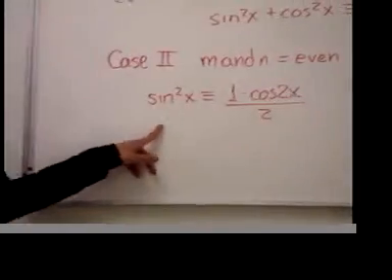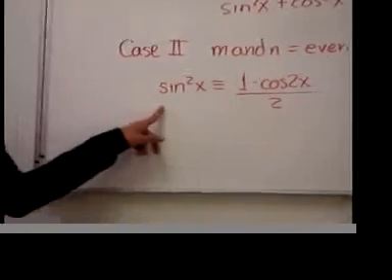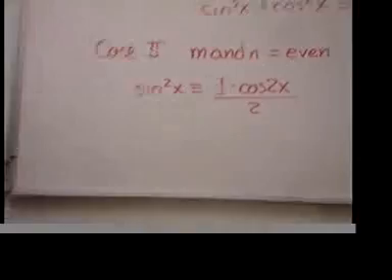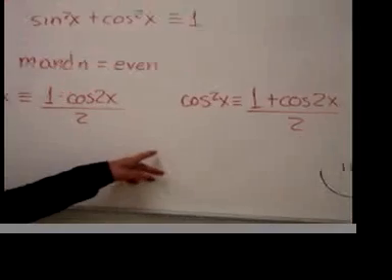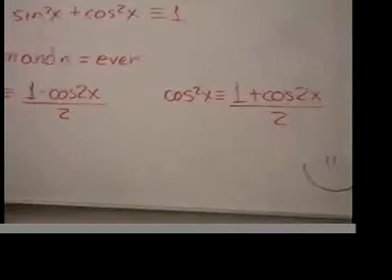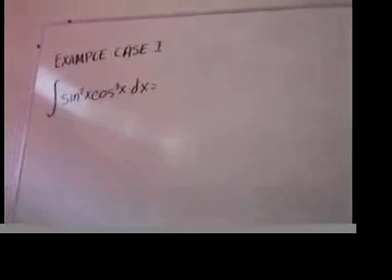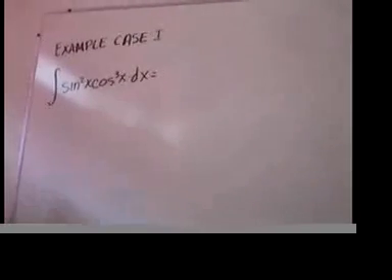You have to use the identity substituting sine square of x equals 1 minus cosine of 2x over 2, or cosine square of x equals 1 plus cosine of 2x over 2. We have the first example of case number 1: the integral of sine square of x times cosine to the 3 of x times dx.